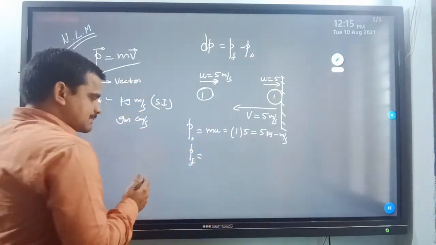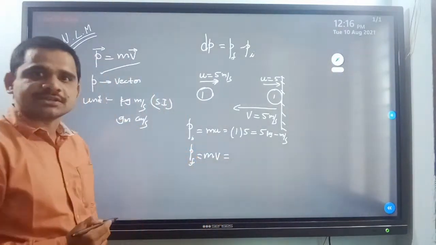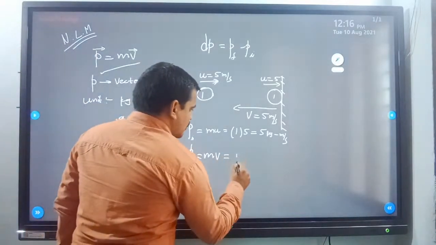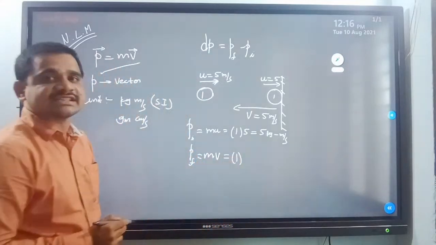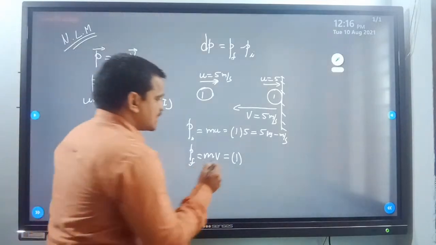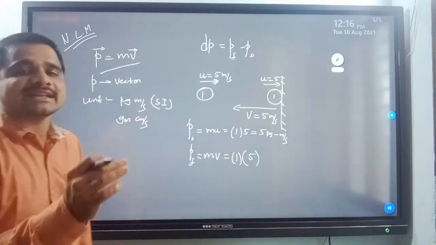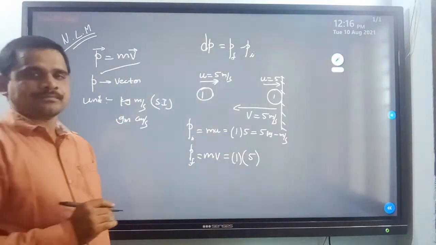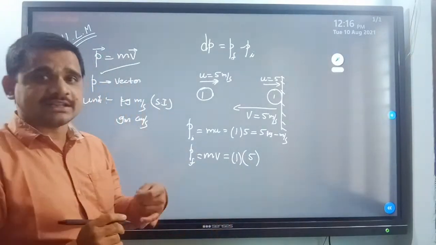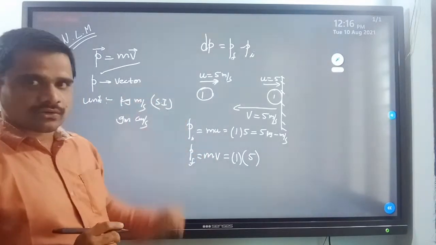What is the momentum when it comes back? Mass into velocity. The mass is 1. What is the velocity after hitting the wall? I am writing it as 5. After hitting the wall, the velocity of the ball is 5. Simply I am saying. Is it right or wrong?